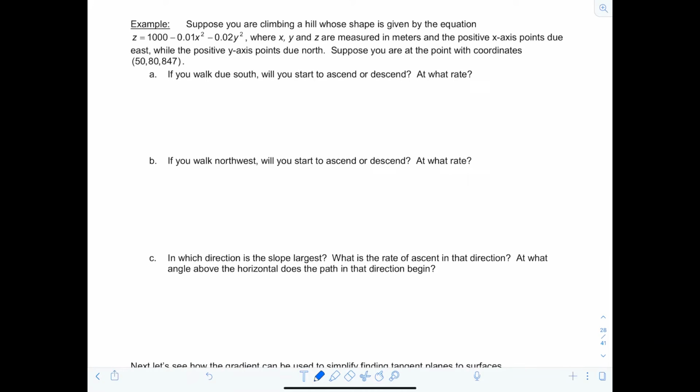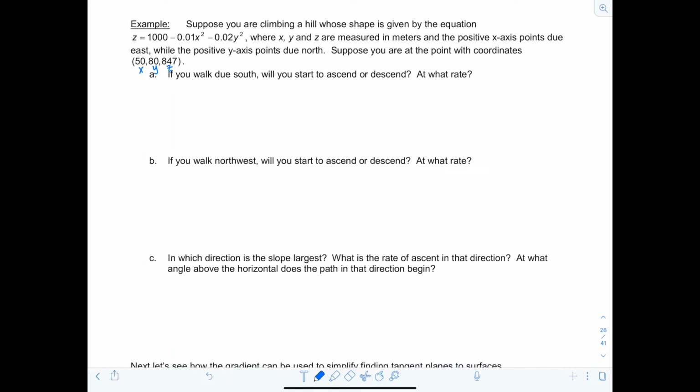Suppose you are climbing a hill whose shape is given by the equation z, which equals 1000 minus 0.01x squared minus 0.02y squared, where x, y, and z are measured in meters, and the positive x-axis points due east, while the positive y-axis points due north. That's pretty standard, people. So suppose you are at the point with coordinates 50, 80, 847. So this is giving you x, y, and then this is z, your elevation. So basically you have a hill, and the height or the slope of the hill, the shape of it, is given by that equation there. Z is giving you the heights of the hill.